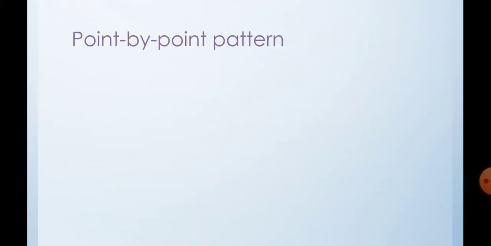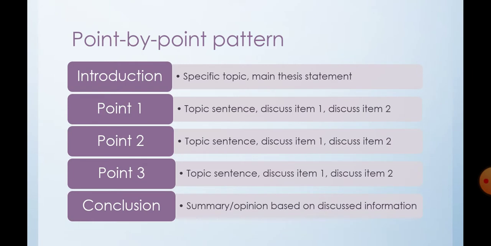The point-by-point pattern works better for items that are rather similar and we evaluate them against particular points. Point 1, 2, 3. Each point will have a name of the points, or we call that one thesis statement. A paragraph about one item and a paragraph about the other one regarding this point.